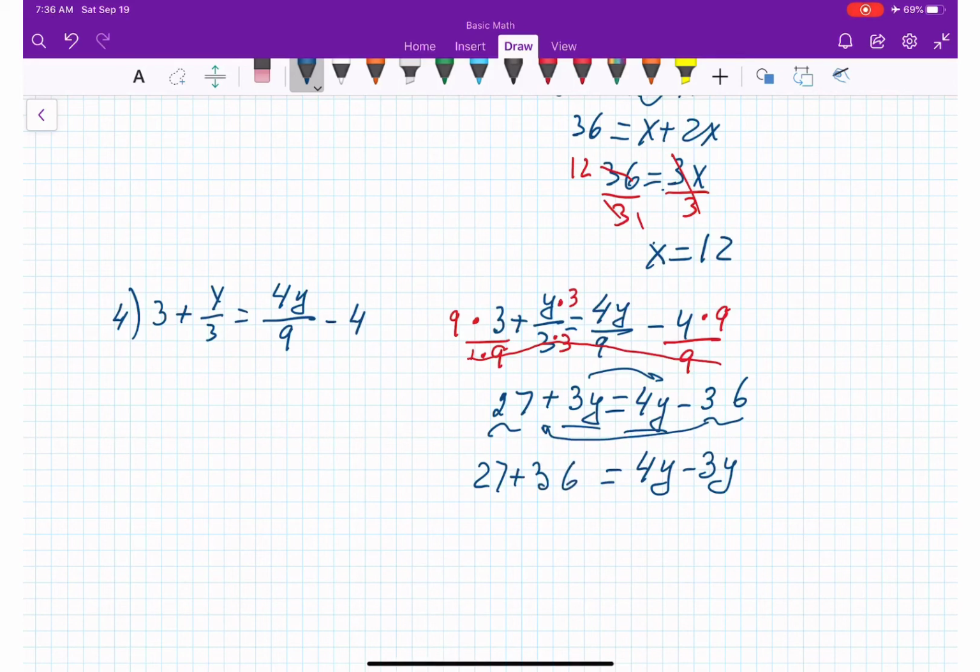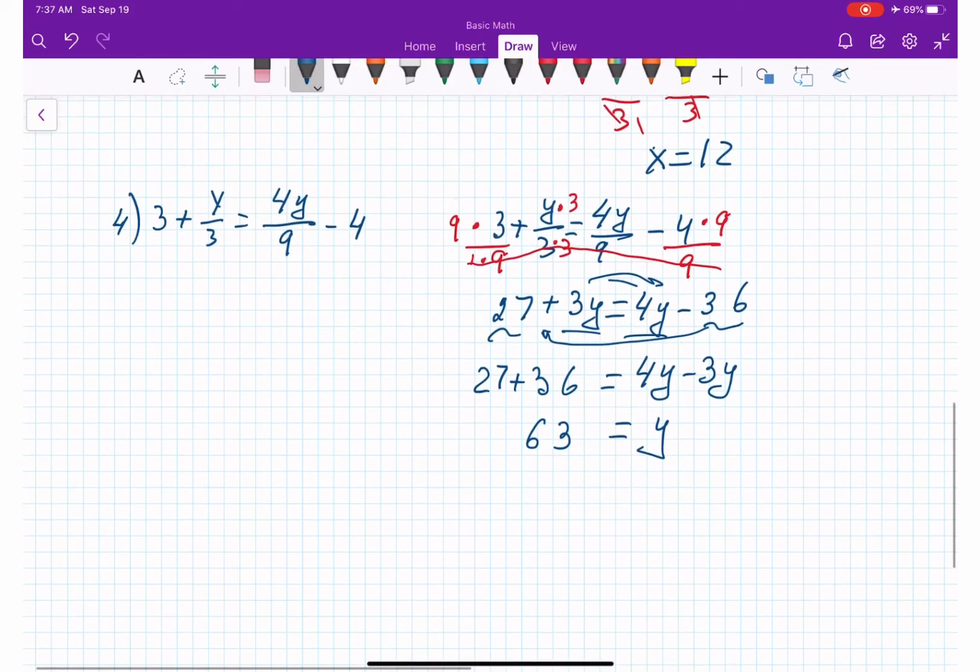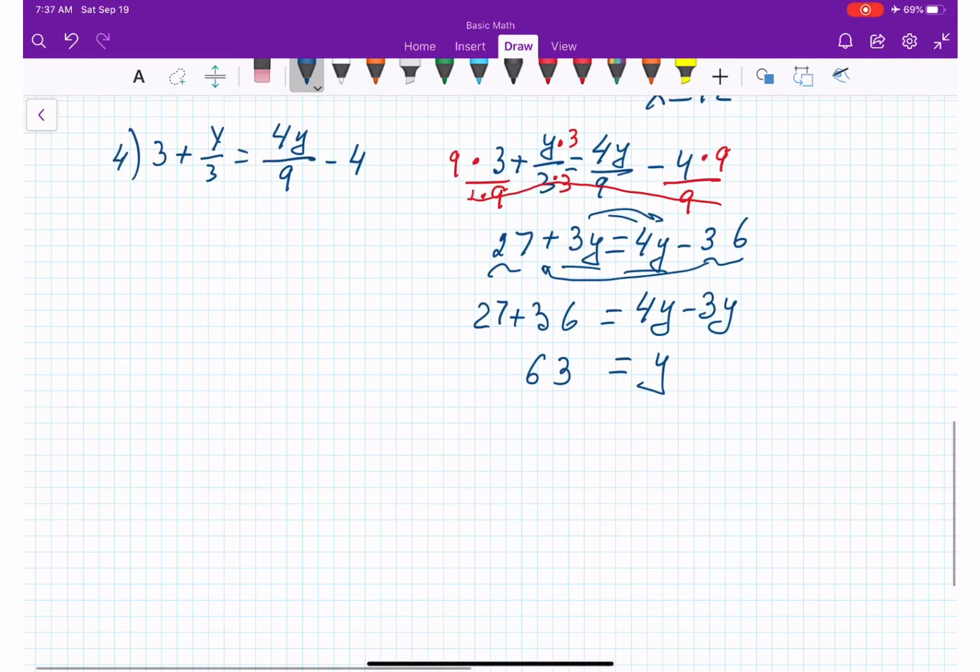Why did I do it this way? Because if I move 4y to the other side, 4y would be negative, and then I would get negative y. So just for the sake of it, might as well get y positive. So, okay, 4y minus 3y is y. So 7 plus 6 is going to be 13, 1 in mind. And then 2 plus 3 is 5, and 1 in mind, 63. I'm adding here on purpose, so whoever is having a hard time can see how to add easily. So y is equal to 63. We got the answer.